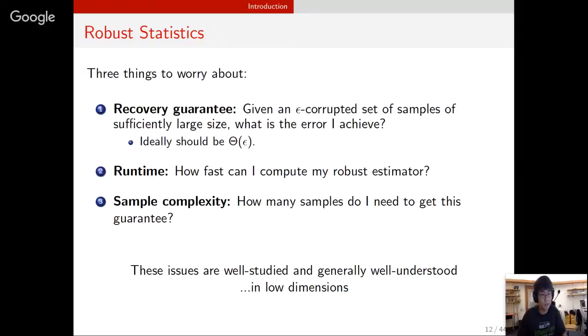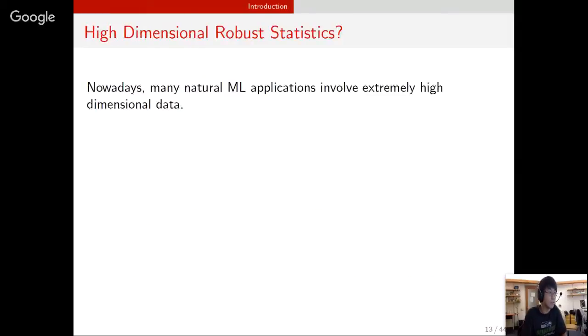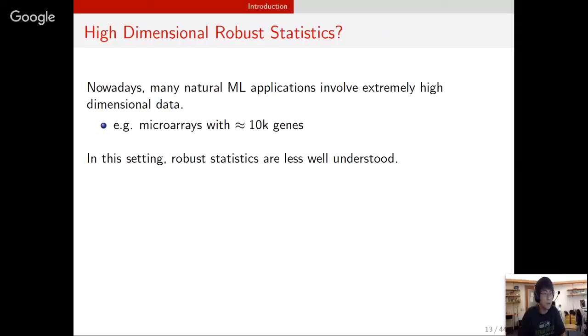Okay, and I'm really talking like quite low, like 5 usually, and if we're pushing it, 10. But this begs a natural question, because nowadays many natural statistical and machine learning applications involve extremely high dimensional data. So for a concrete example, which is nowadays considered kind of on the smaller scale, microarrays have something like 10K genes. So now all of a sudden you're in 10,000 dimensions. And when I said 10 dimensions before, we really can't handle 10,000 with the current techniques. And in this setting, robust statistics are much less well understood.